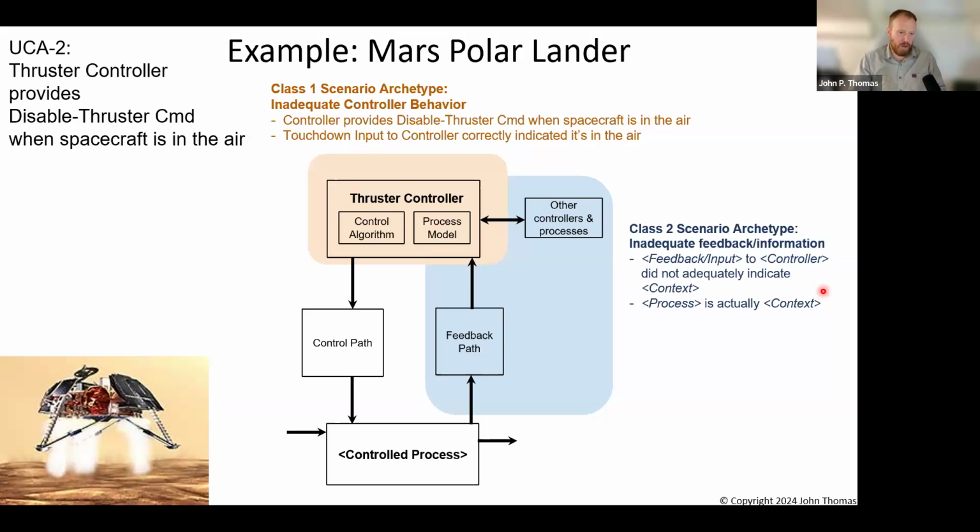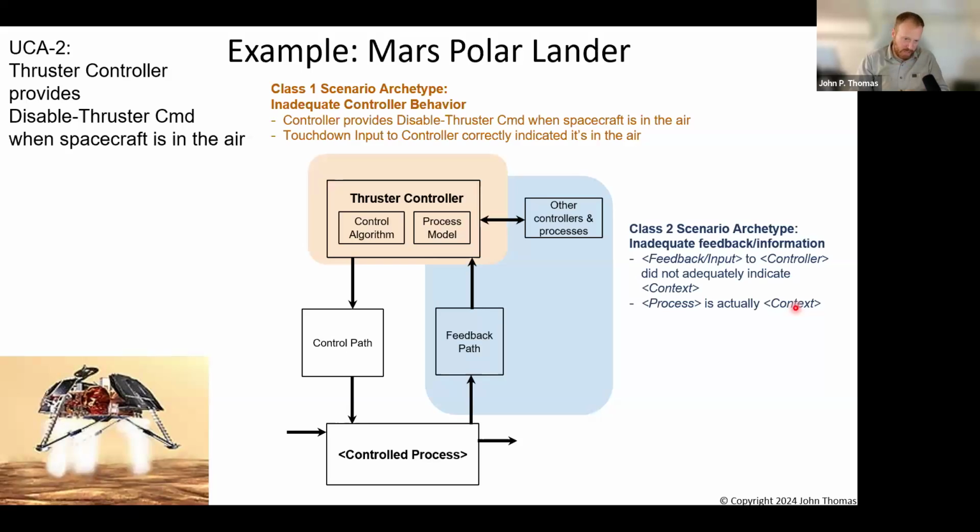Yeah, the feedback we're talking about is the touchdown indication, right? Which comes from the foot pad sensors. There may be 100 other inputs, but that's not what we're focusing on right now. Let's look at how the touchdown indication to the thruster controller did not adequately indicate what? Well, the context is right here. Did not adequately indicate that it's in the air. And the process, which is the Mars Polar Lander, is actually, context again, in the air.